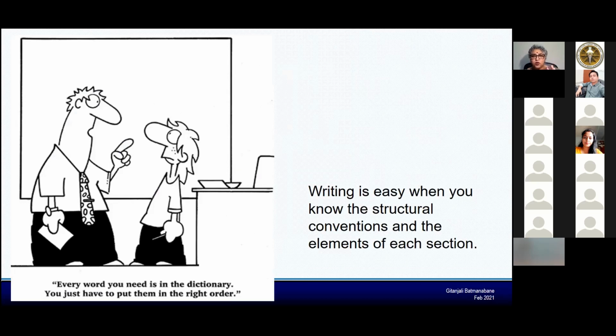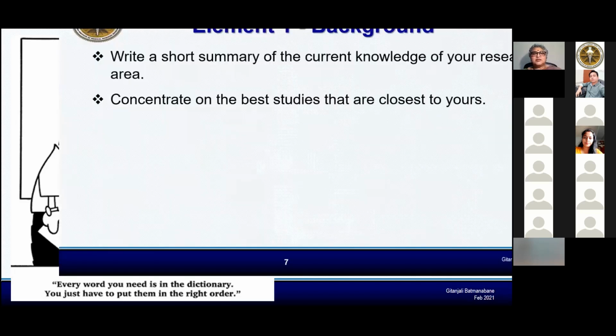Now, if you know the structural conventions and the elements in each section, it becomes very easy to write the thesis. And what happens is we don't actually teach this to many of our residents. That is why it is important that you understand the elements.